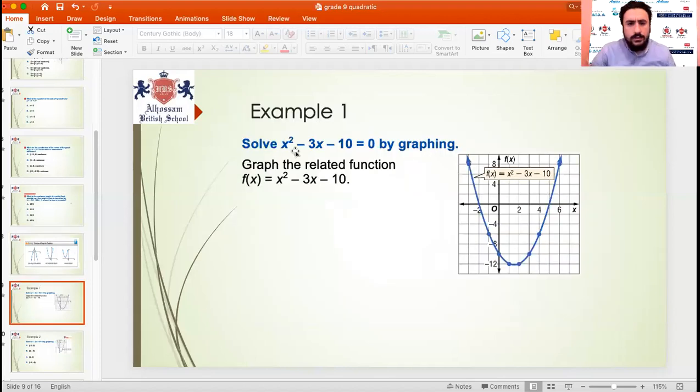Next, according to this, solve x power 2 minus 3x minus 10 equals 0 by graphing. So here, the curve touches the x-axis at what? Tell me, Yusuf, at what?